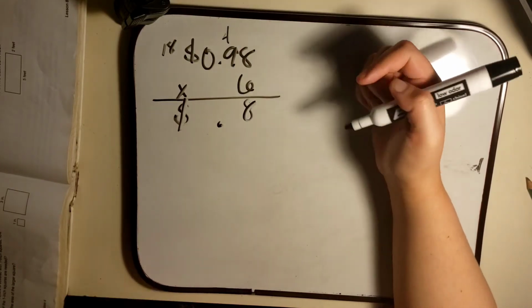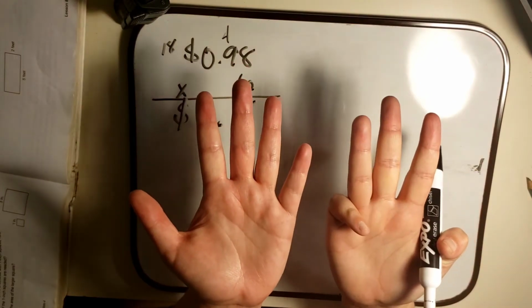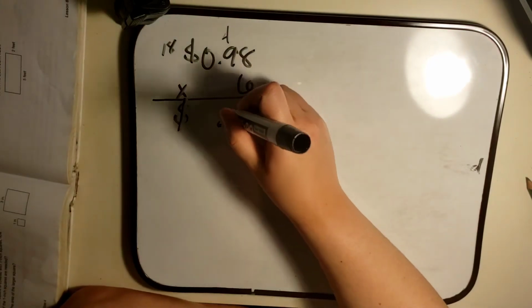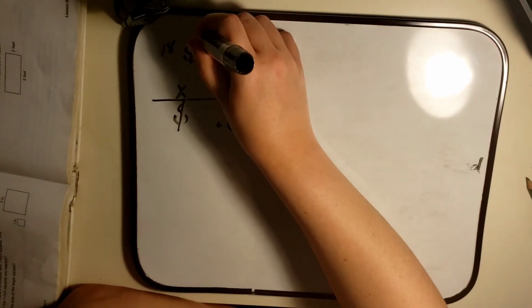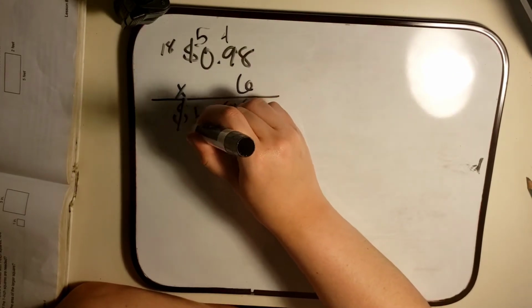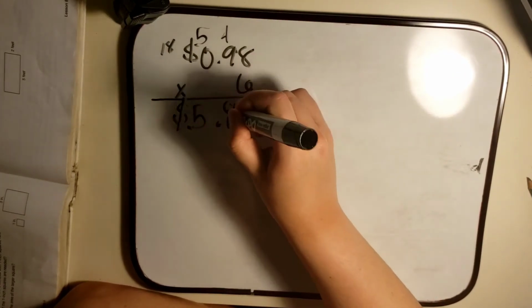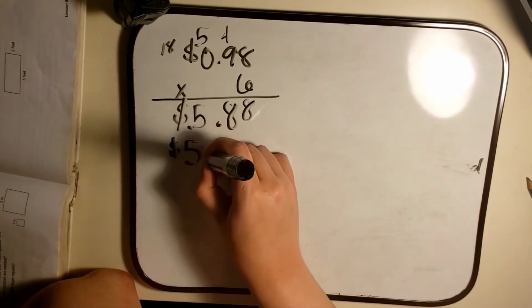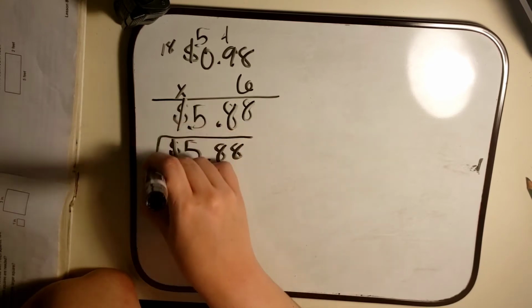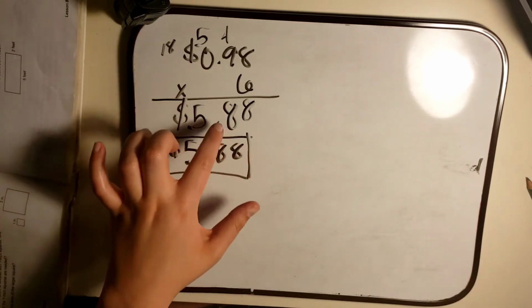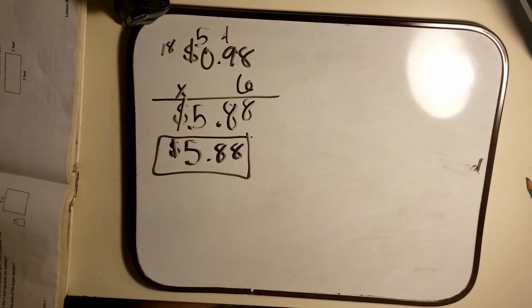So 6 times 9, I can just do my little fun hand trick. So I get 54. 54 plus 4 is 58. Carry that 5. 6 times 0 is 0. 0 plus 5, we get 5. Sorry, it's not written so well. $5.88 is our answer. So bring down the dollar sign and the decimal. Remember, 2 digits go on the right side of the decimal.